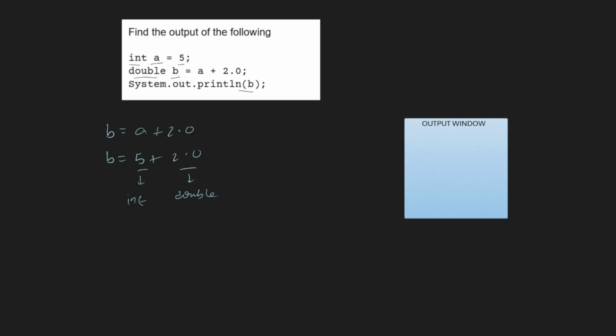If you remember, I told you that an integer or an int can be converted to a double because an int is smaller than a double. A double, however, can't be converted to an int. So in this case, Java is going to convert this int to a double. B will then be equal to 5 will be a double, so we can get 5.0 plus this double 2.0. B will be equal to 7.0. When I print B on my output window, I'm just going to see 7.0.